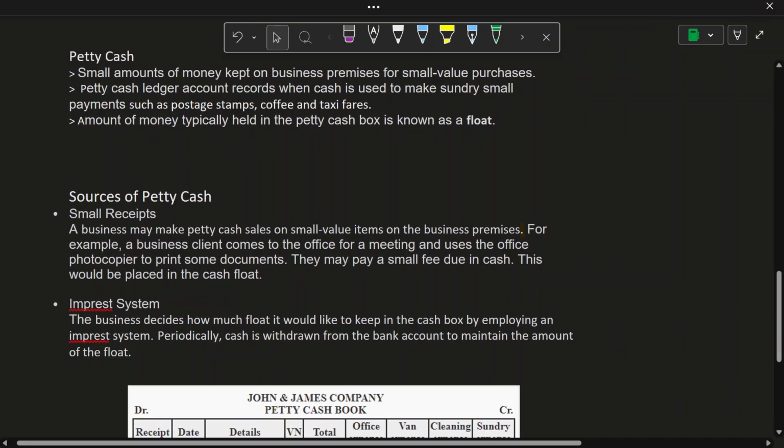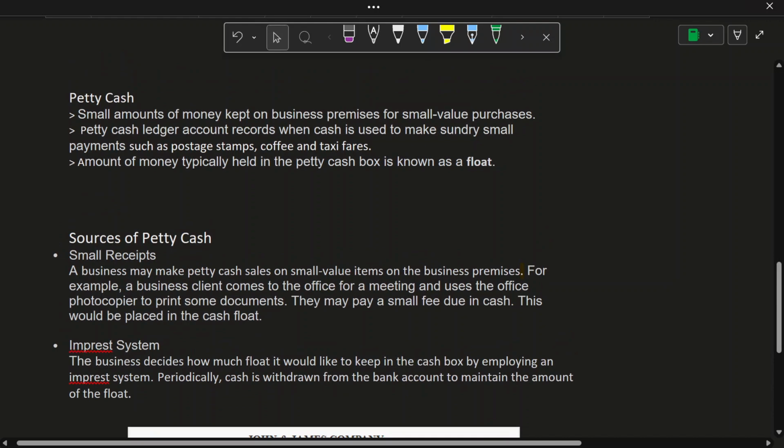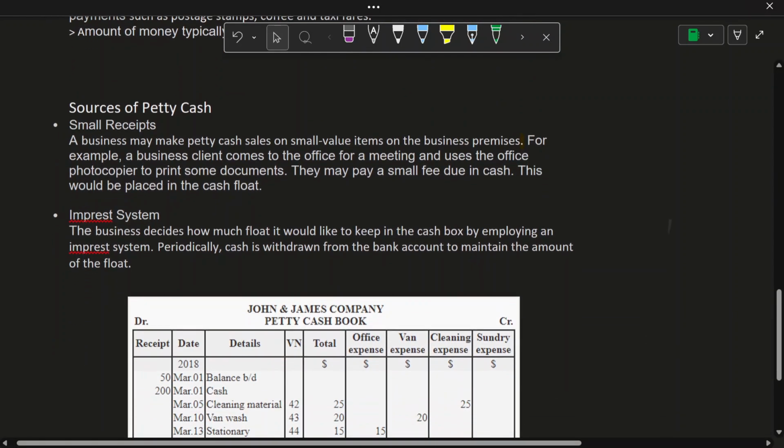Basically your petty cash is kept in the petty cash box, which is known as a float. There are two sources of petty cash. One is a small receipt. आपकी basically अगर office में कोई बंदा आया है and they have to use one of your services like your printer. स्कूल में तो छोटा सा printer या photocopier area होता है. If someone who is visiting the business uses one of the small services, they have to pay a very small, insignificant amount, like 10, 20, 30 rupees. You get that, which is basically your small receipt.